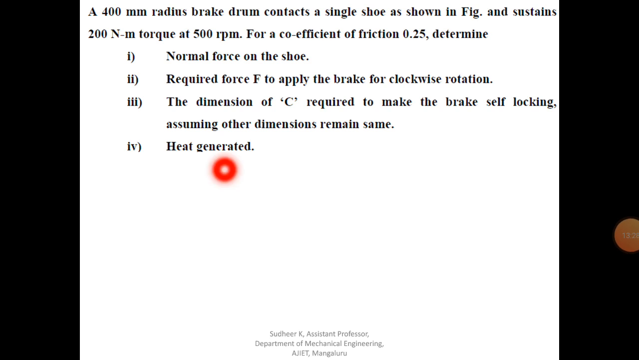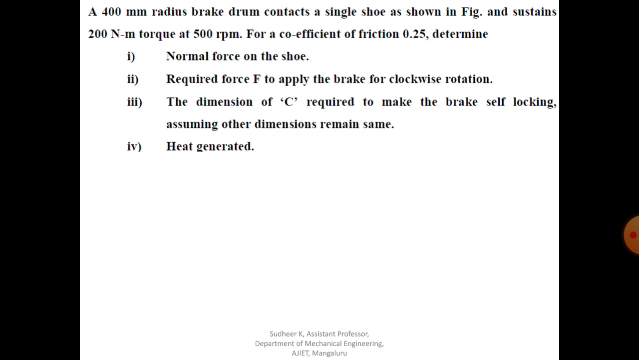Now coming to the next problem. A 400 millimeter radius brake drum contacts a single shoe as shown in the figure and sustains 200 Newton meter torque at 500 rpm. For a coefficient of friction 0.25, determine first, the normal force on the shoe; second, the required force F to apply the brake for clockwise rotation; third, the dimension of C required to make the brake self-locking assuming other dimensions remain the same; fourth, the heat generated.